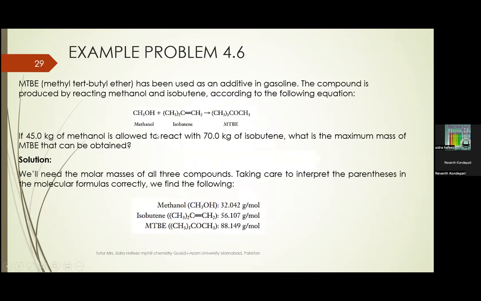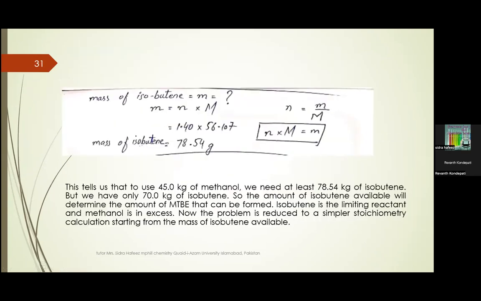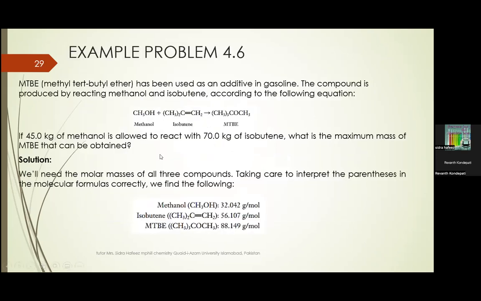78.54 kilograms. You can see here the available amount of isobutene was 70 kilograms, but the actual requirement was 78.54 kilograms. This tells us that to use 45 kilograms of methanol, we need at least 78.54 kilograms of isobutene. But we have only 70 kilograms of isobutene, so the amount of isobutene available will determine the amount of MTBE, because isobutene is the limiting reactant and methanol is in excess. Now the problem is reduced to a simpler stoichiometry calculation starting from the mass of isobutene available. So the maximum mass of MTBE, your product, that can be obtained from this isobutene will give you the overall yield of your reaction.